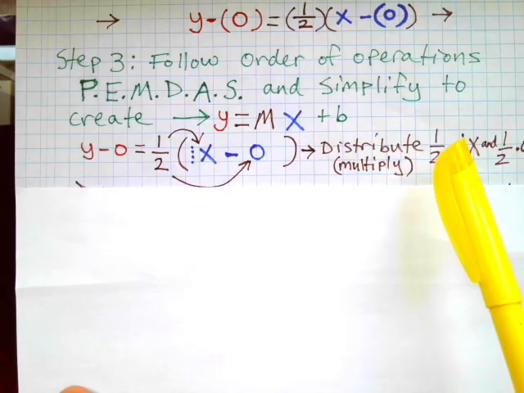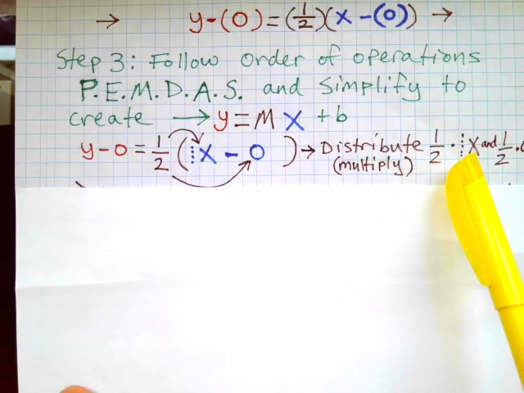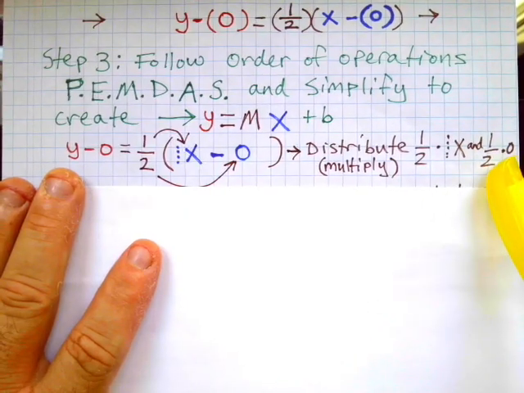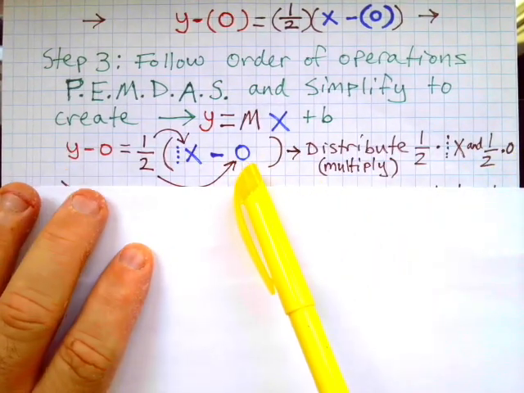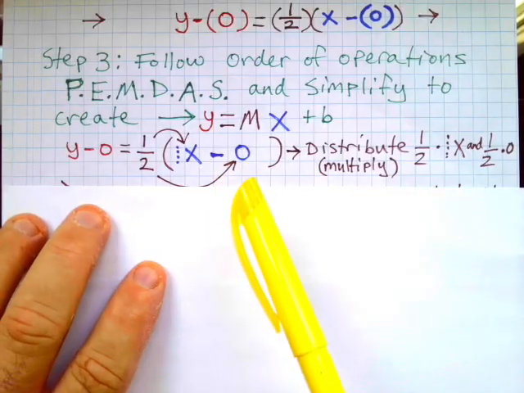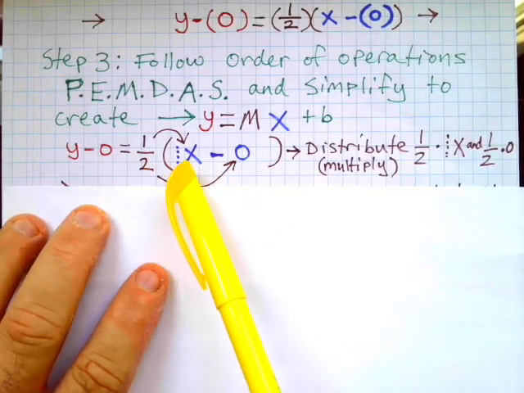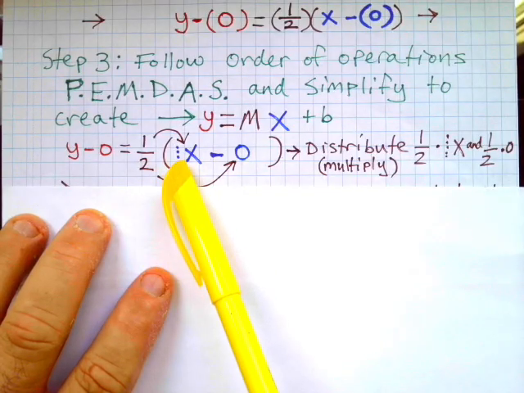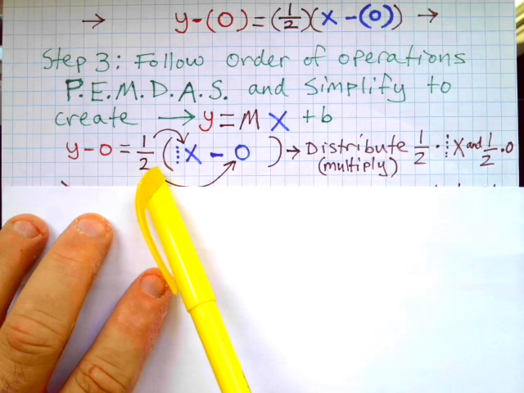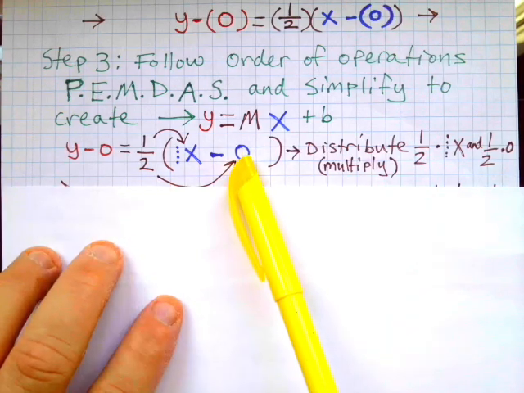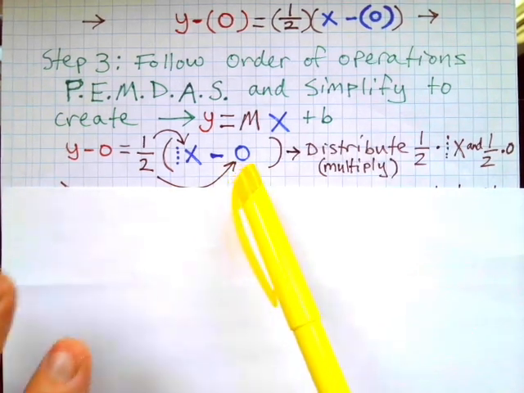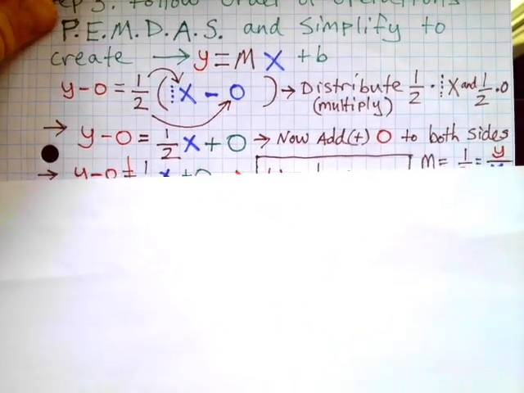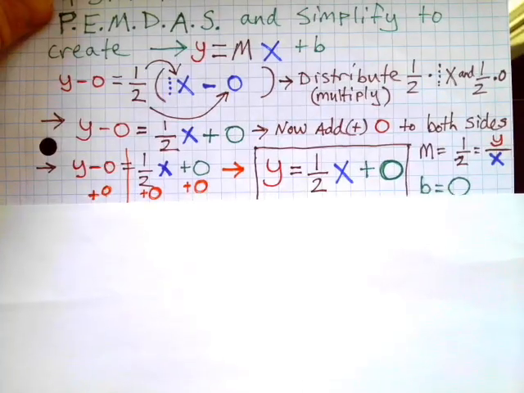1/2 times my invisible 1x. Oh, and let me move this over. And 1/2 times the 0 or negative 0, either way you want to look at it. So 1/2 is going to be multiplied times 1. Anything times 1 is itself, 1/2 x. I'm then going to multiply and distribute that 1/2 times 0. Anything times 0 is 0. So I'm going to bring that up here just to show you.